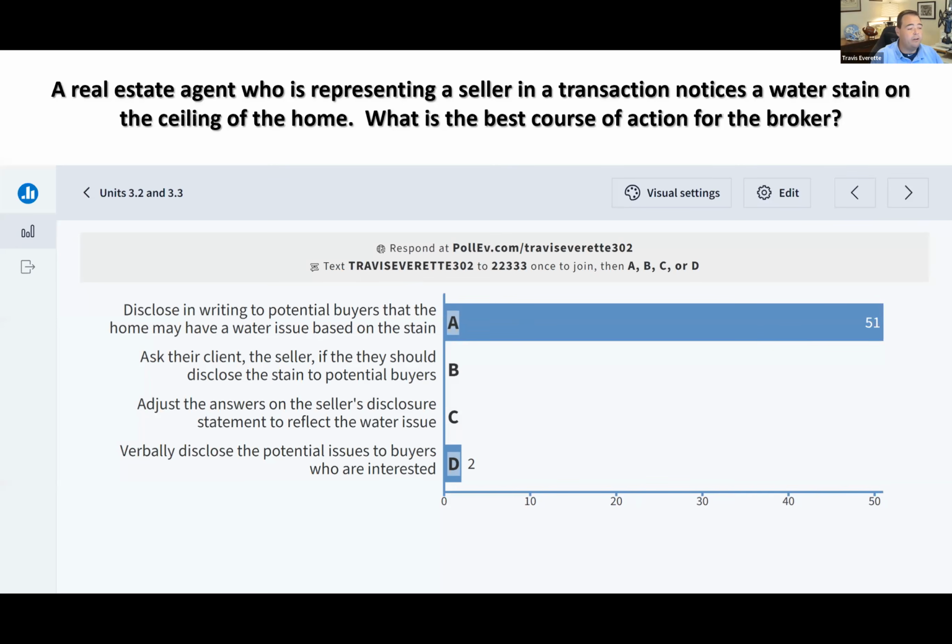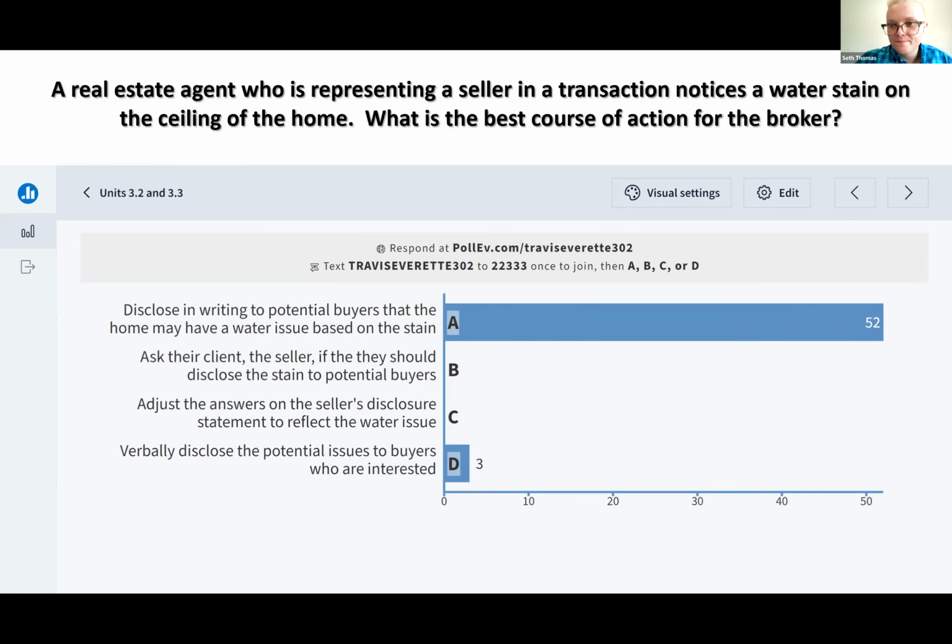B, ask their client, the seller, if they should disclose. Stop right there. Do we ever ask our client if we should disclose something? No. It's not our client's decision when it comes to material facts. Does that make sense for everybody? Okay. C, adjust the answers on the seller's disclosure statement. No. That's their form. That is not my circus, and these are not my monkeys, right? That's their deal.